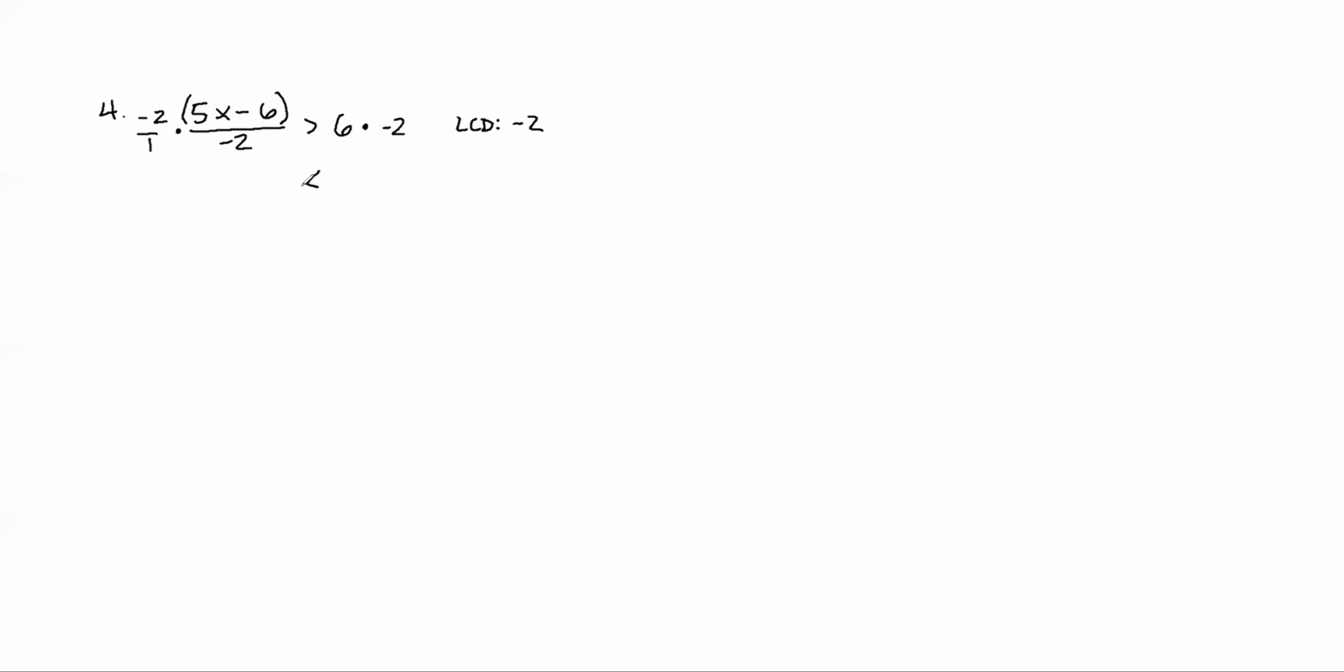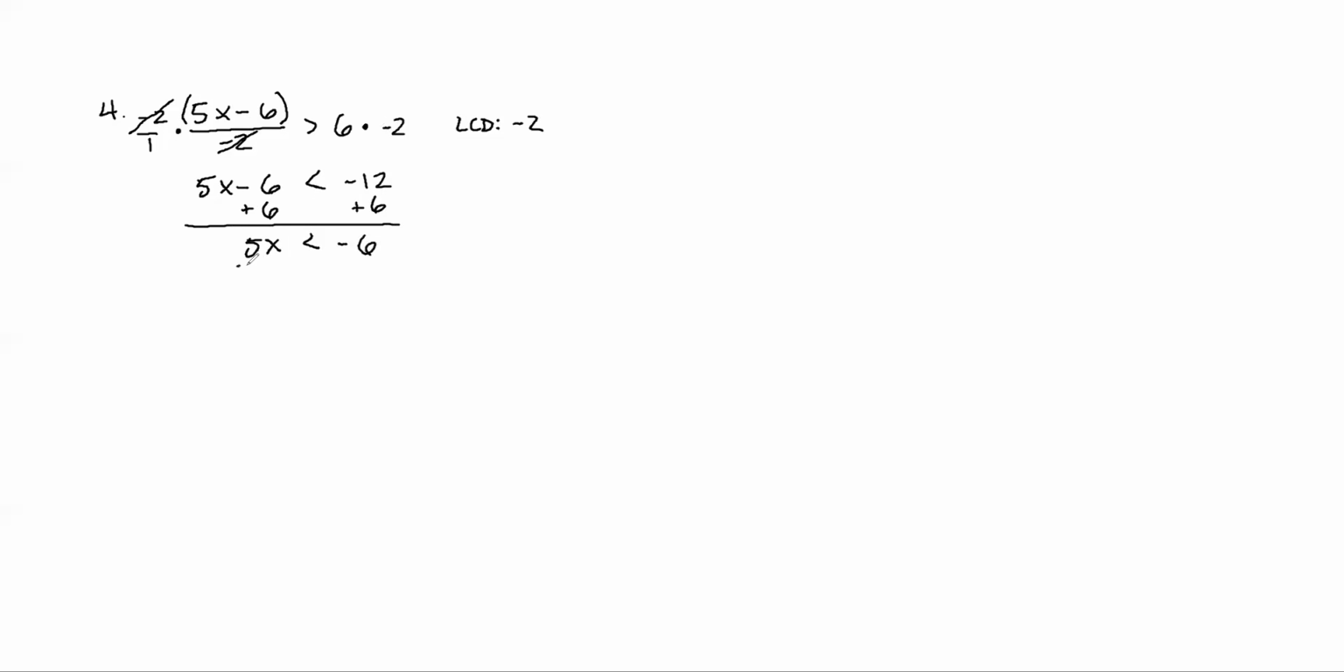Now let's go ahead and cancel things out. So let's cancel out these negative 2's. And we have 5x minus 6 over 1, so just 5x minus 6, is less than 6 times negative 2, which is negative 12. And now if we go ahead and solve for x, we're going to move our constants to the right. So let's add 6 to both sides. We get 5x is less than negative 6.